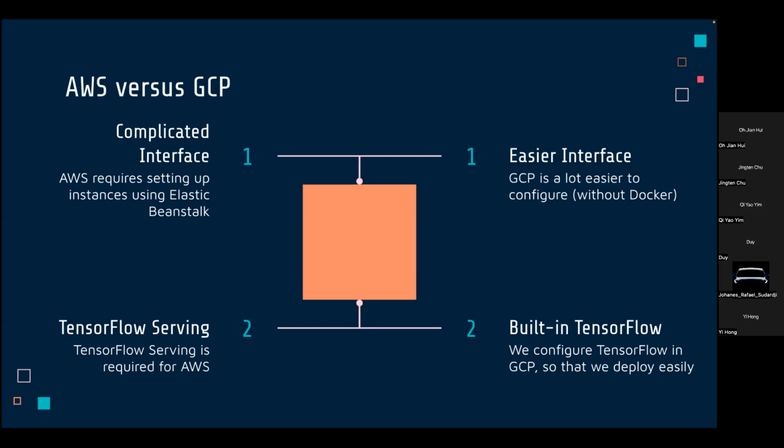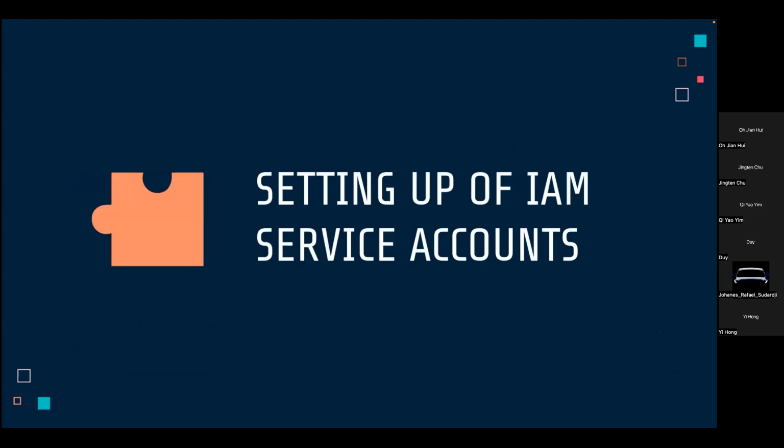What we have instead is that we have to use TensorFlow Serving, which is TensorFlow, but specifically meant for deployment. And with TensorFlow Serving, that comes with a lot of other problems that we have to fix. Therefore, we decided to use GCP for this workshop, as we don't have a lot of time when it comes to AWS. So I'll pass my time back to Joseph, and he'll go through the setting up of IAM service accounts. Okay, thanks, Kwang Yang.